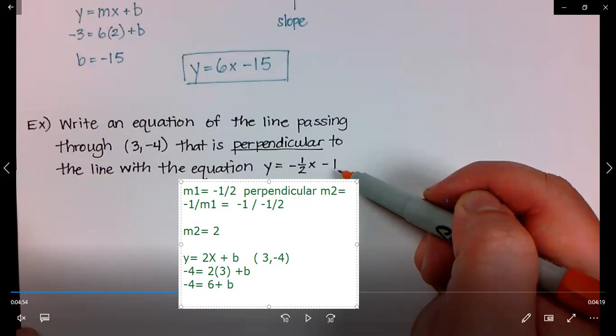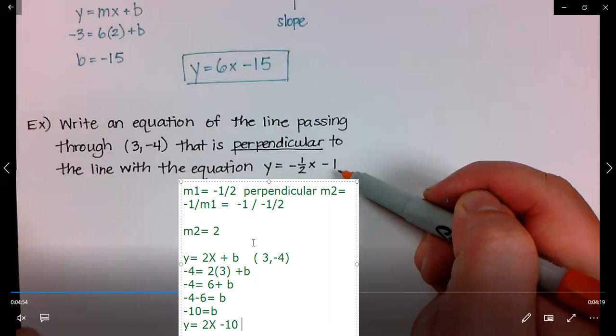Now we will transfer 6 to the opposite side, which means -4 minus 6 equals b. Then -10 equals b. Already we found the slope was 2 and the y-intercept was -10. Now it's easy to write the second equation: y equals 2x minus 10.